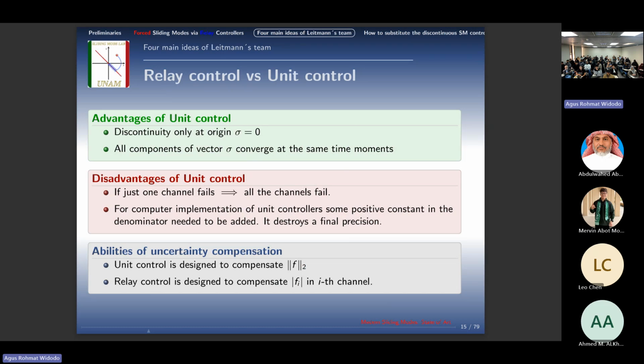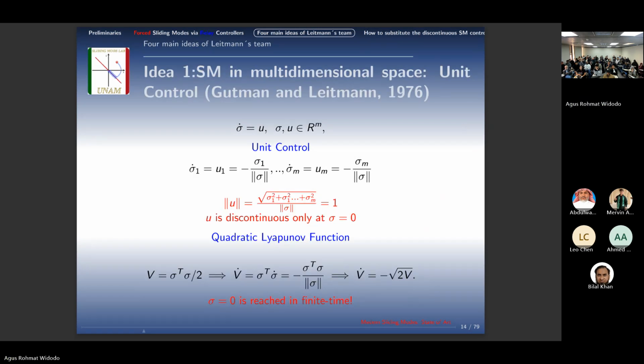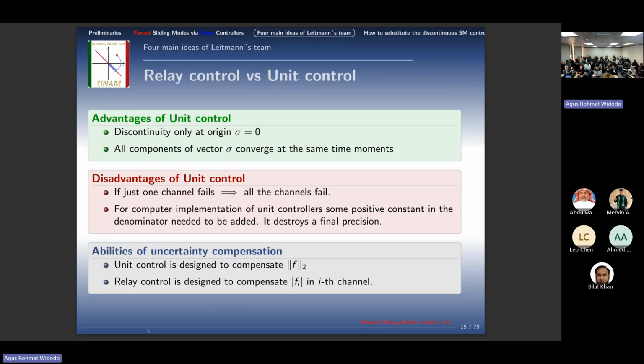But what is the disadvantage? Sliding mode control is often used for fault tolerant control. Why? Precisely because it is very robust. So what you need to ensure that your system still works is that one channel will fail, and you need to control channels one by one. This control controls all of the channels simultaneously. If one fails, all control will fail. That's the difference.